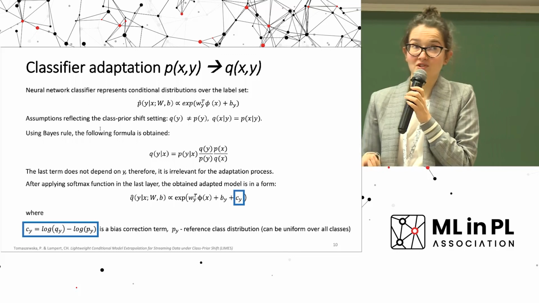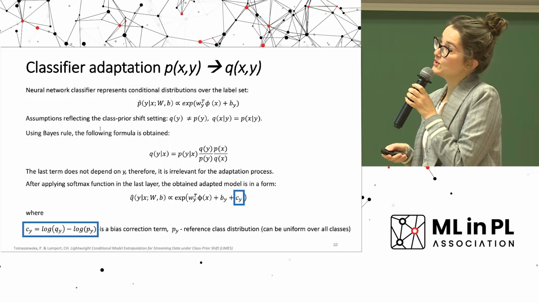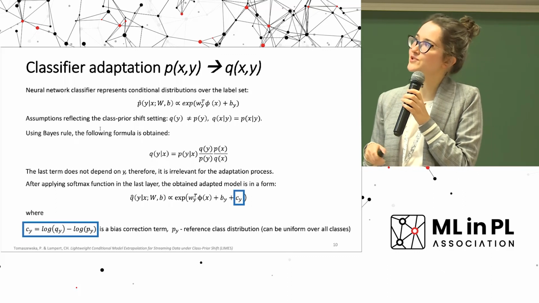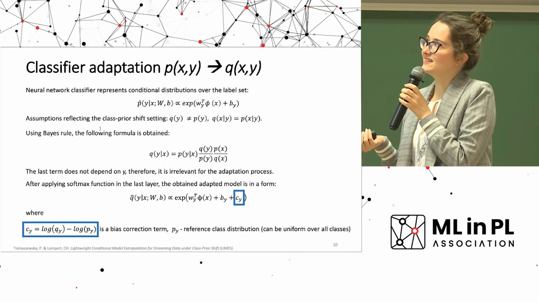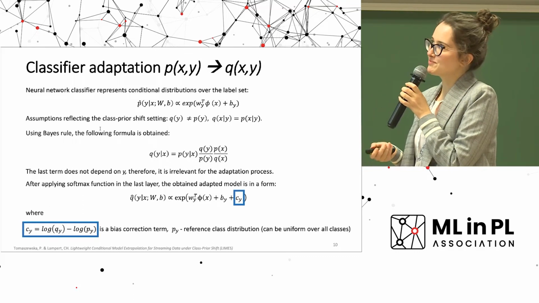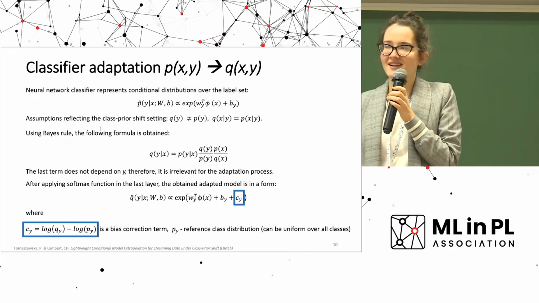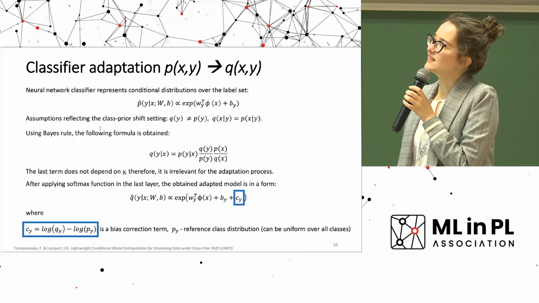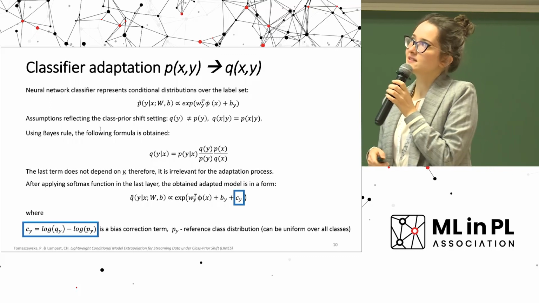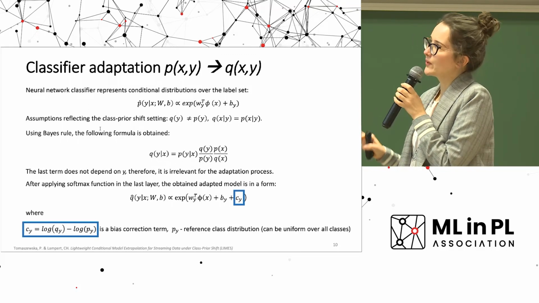We should make some assumptions that reflect the class prior shift setting. What does it mean? It means, of course, that the distribution of the classes at the time, probability Q, is different than probability P. So this is class prior shift. Also, the boundaries within our classifier are the same. It means that the probability Q of x given y is the same as probability P of x given y. And these are all of the assumptions that we have.